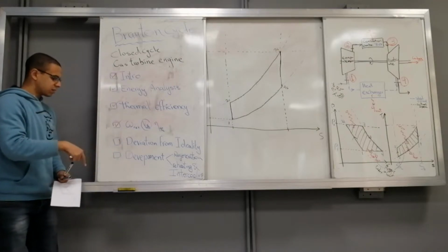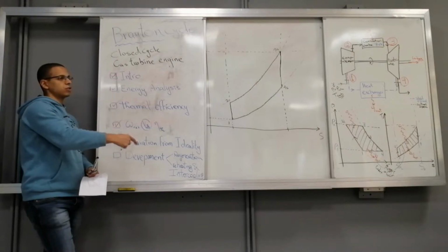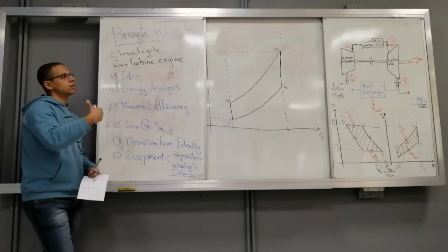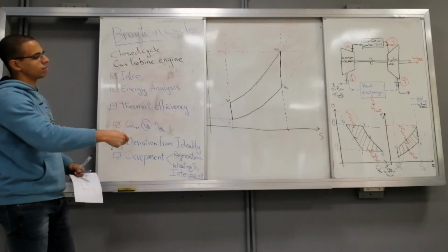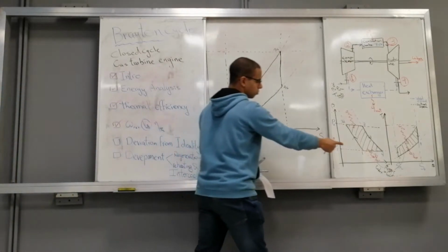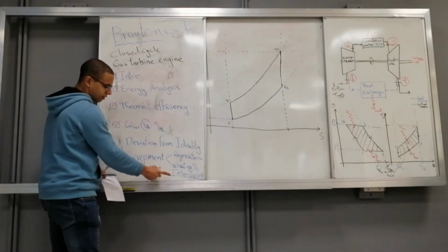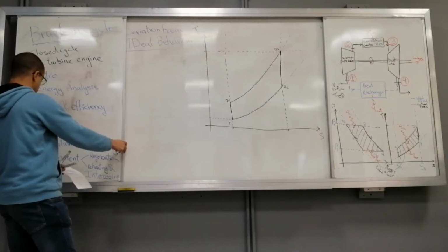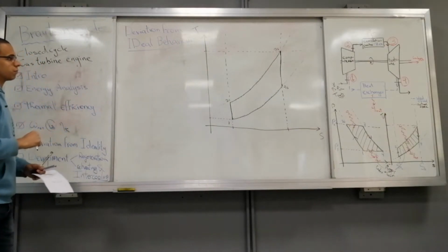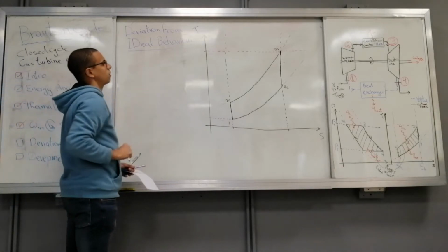4 videos discussing the development of the cycle itself. How we're gonna improve the efficiency even more by adding some more stages and exploiting some of the heat that we dispose to the atmosphere. Okay, by the regeneration, reheating, and intercooling development stages. That's what's left over. Today, we're going to discuss the deviation from ideality.